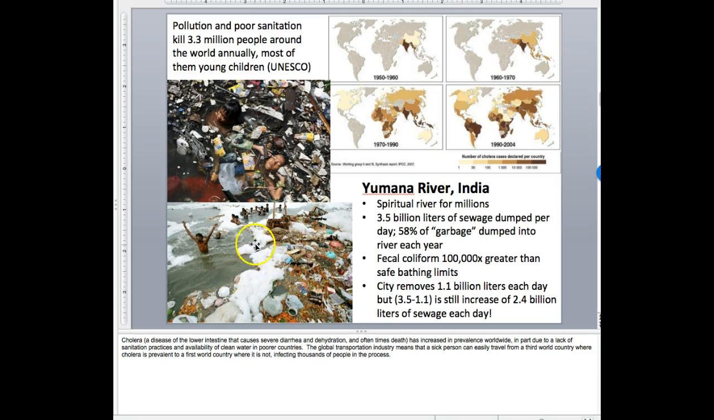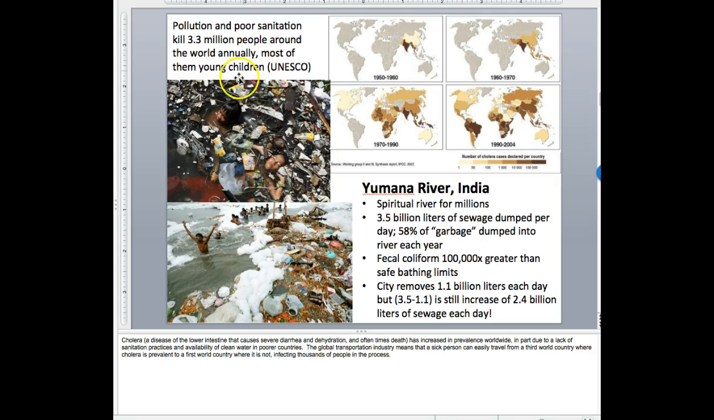This foam here is the result of the water churning up industrial pollutants in the river, which creates essentially a sudsy foam. And then, of course, mixed in with that are high levels of raw sewage. The city of New Delhi removes 1.1 billion liters each day of raw sewage, but that's still an increase of 2.4 billion liters of sewage each day. Just imagine what that is like.